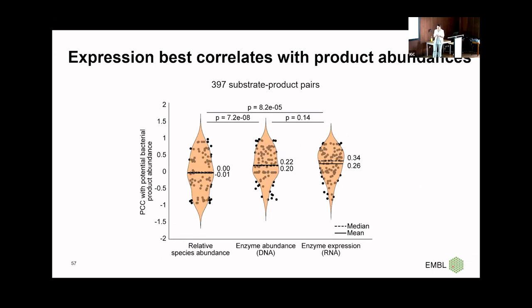We did this for about 400 substrate-product pairs for which we could find a single enzyme connecting the substrate and product. If we look at the distribution of correlations between relative species abundance and the metabolic product in the gut, this distribution is very broad and centered around 0.